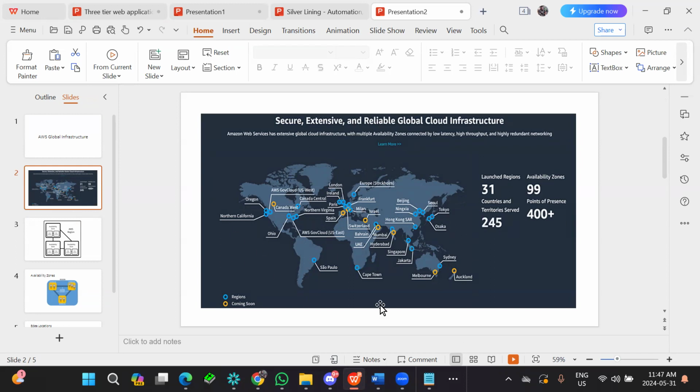According to this diagram of the world map, here it's written 31 regions, but there are currently 33 AWS regions with about 100 availability zones. And this infrastructure is present in over 245 countries and territories worldwide. So we are going to look at some components of the AWS Global Infrastructure.